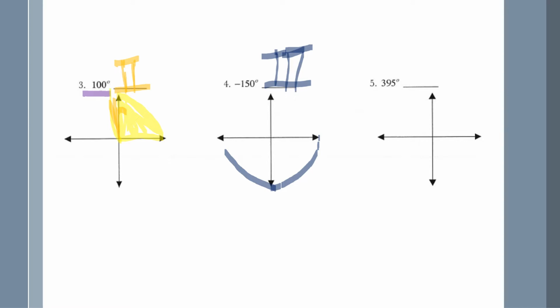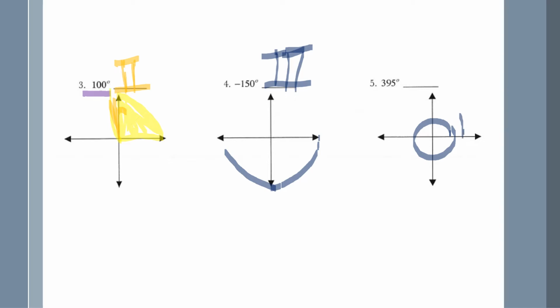All right. So let's do 395. So I already did my whole complete circle. And because it's positive, I'm going to be going counterclockwise. So I'm going to be somewhere over around here.